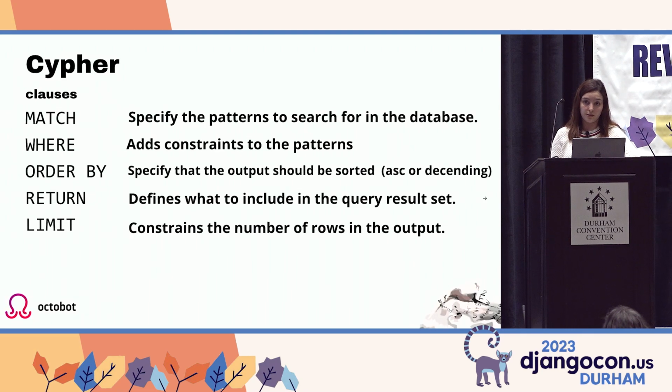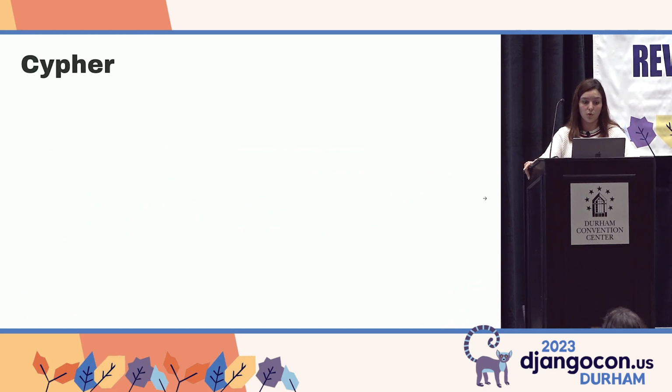So there are a lot of clauses in Cypher, but I brought some examples. For example, MATCH is to specify the pattern to search for in the database. The clause WHERE is to add constraints to the patterns. ORDER BY is to specify that the output should be sorted, ascending or descending. RETURN defines what to include in the query result, and LIMIT is to constrain the number of rows in the output. So it's readable, and I think that if you read it, you can understand the query.